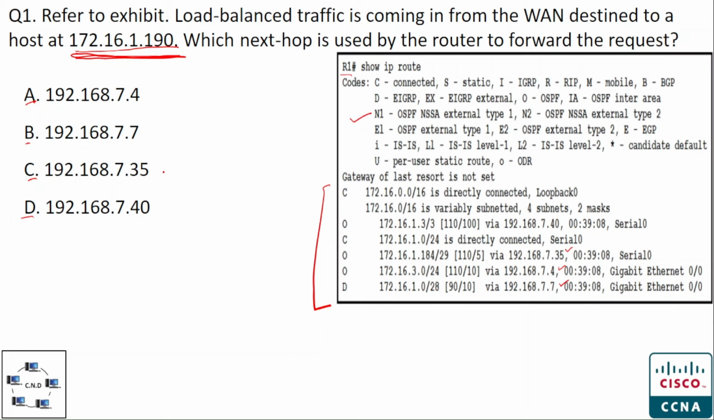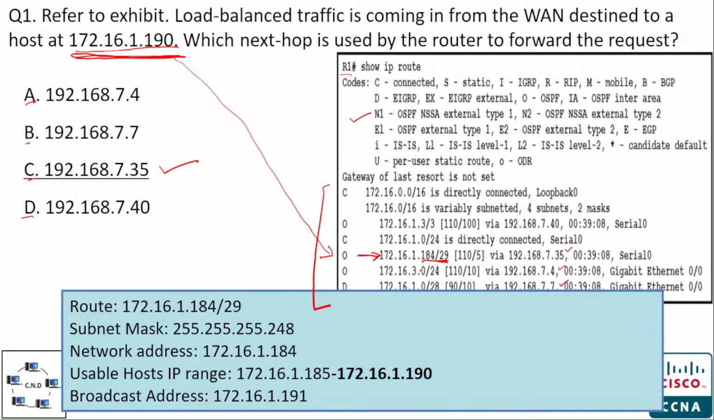So the correct next hop to reach this destination is 192.168.7.35. And it is basically this one. This is because if we look at our destination, it is 1.190, and this particular route has the range that contains this IP address, and this is also the route having the longest prefix. So we do not need to look further, and the correct answer is this one.